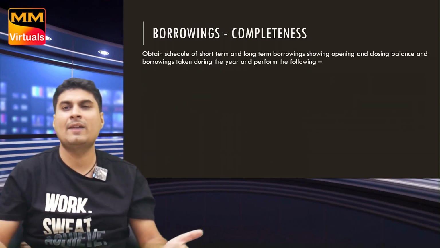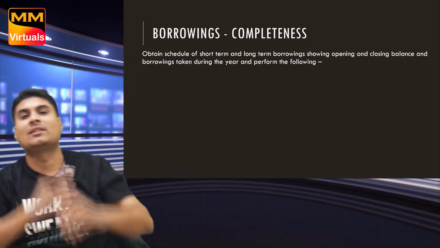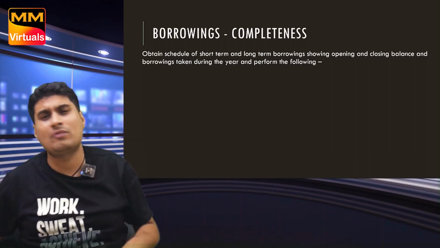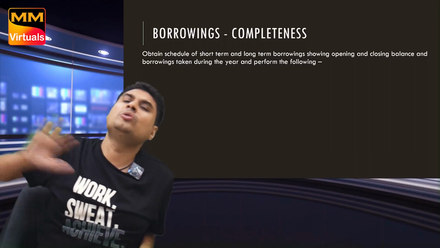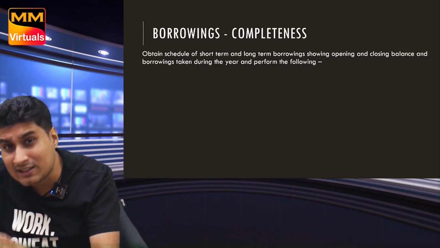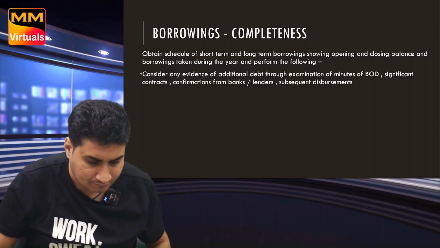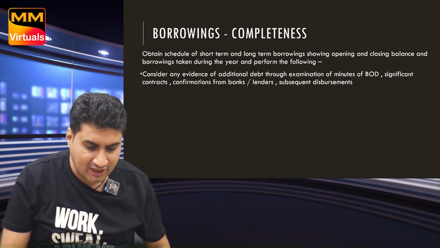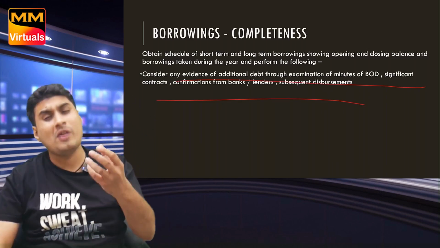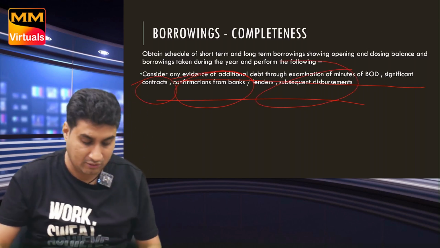Completeness, same. Obtain a list of all the borrowings. First of all, compare with last year. Whichever are new borrowings, see the loan agreements for all new borrowings. Second, see board of director resolution is there. If they have discussed it in board of director minutes and resolution is there, it's perfect. Obtain a schedule of all the loans. Consider evidence of additional debt through examination of BOD minutes, significant contracts, confirmation from bank, subsequent disclosure.